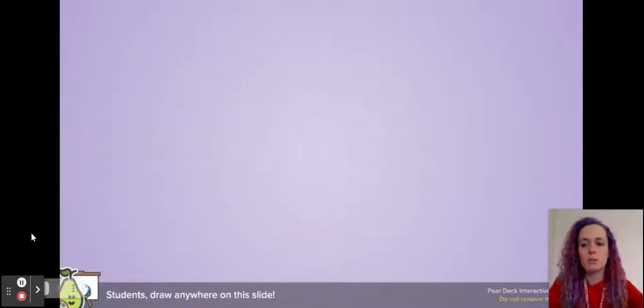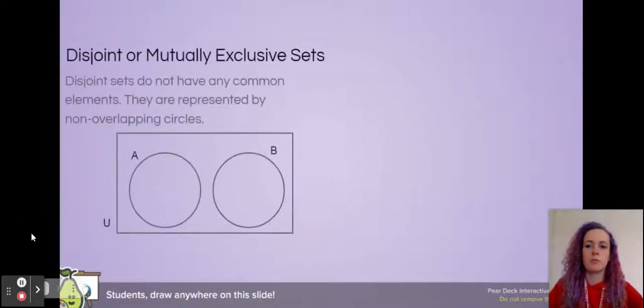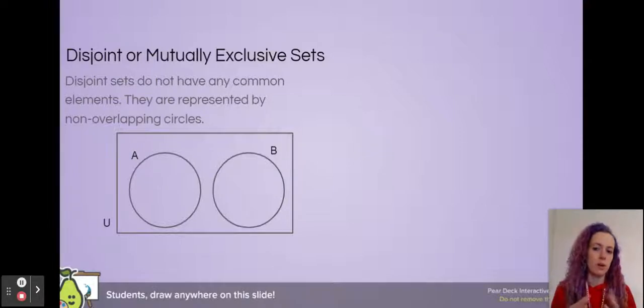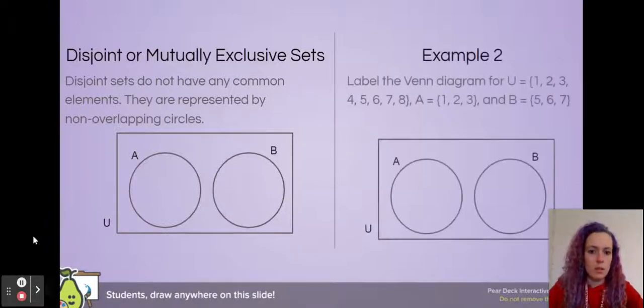Our next type of Venn diagram is when you have disjoint or mutually exclusive sets. They don't have any common elements. So therefore, when we represent them in a Venn diagram, the two sets in this case that we're looking at are not overlapping at all. So let's look at an example.